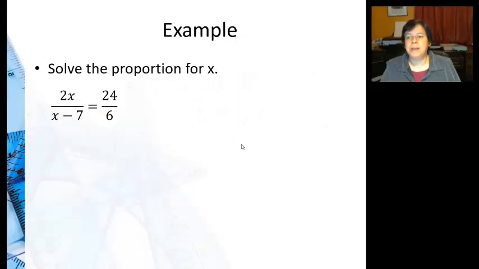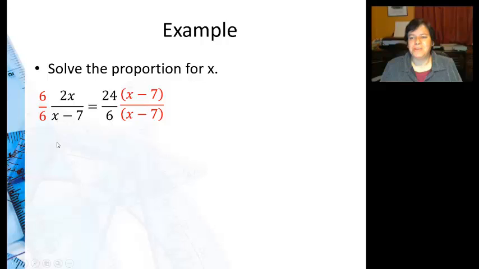So here's an example that we're going to solve for x. So I have 2x over x minus 7 equals 24 over 6. Well, my common denominator, the easiest way to get it is just multiply both denominators. By the way, I just noticed I could have simplified that. But I didn't. So I worked the whole thing out with big numbers. So x minus 7 over x minus 7 on the right and 6 over 6 on the left. I'm getting 12x over 6 times x minus 7.